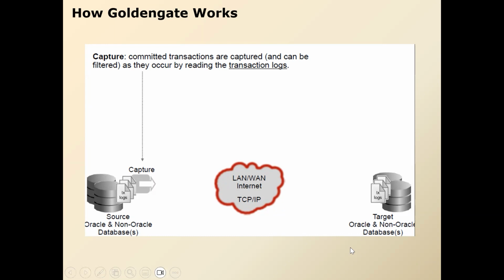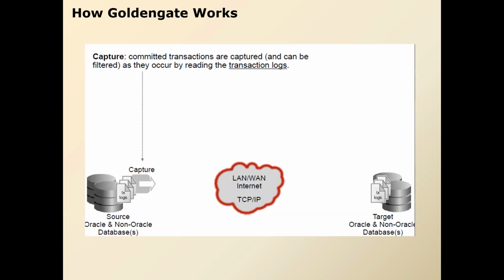Now, each database has its own transaction logs. In case of Oracle, these are called redo logs, or the backup of redo logs, which are called archive logs. Whatever transaction happens in the database gets written into the transaction logs of the database. The transaction logs contain committed as well as uncommitted transactions. So whatever changes are happening in the source database get written into the source database transaction logs.